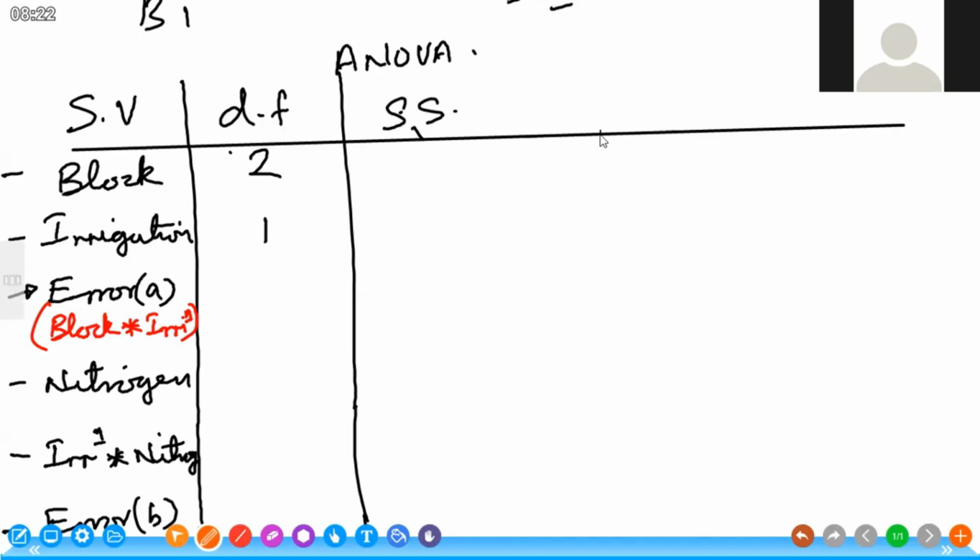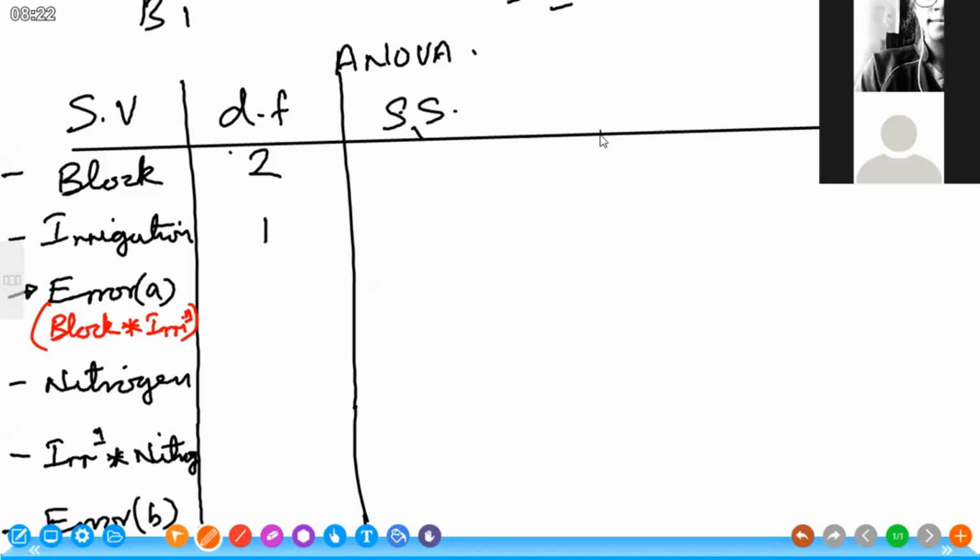2, sir. Yes. How does this 2 come? R minus 1 into A minus 1. Okay, R minus 1 into A minus 1. So now you will have to remember the real ANOVA. That is the purpose of giving the real ANOVA. R minus 1 into A minus 1. So now R is 3, A is 2. So you are getting the value 2.